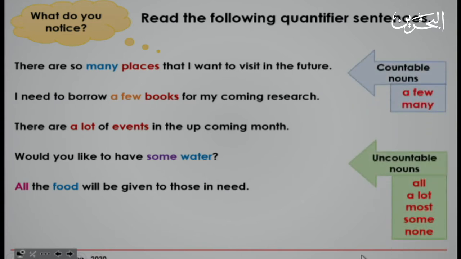We noticed that the first two are used with countable nouns, a few and many. The other three are used with uncountable nouns, for example, a lot, some, and all. We also have most and none.